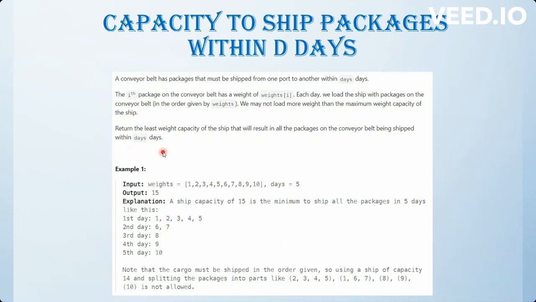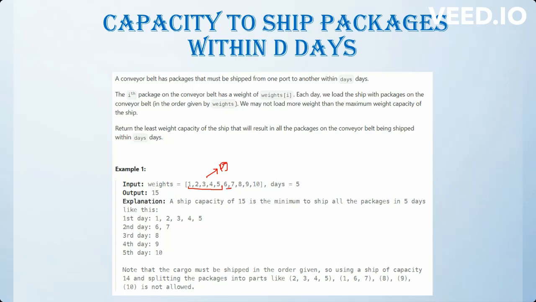Basically, what this question says is we get an array of integers which represents the weights, and we get a number of days. We should find the minimum capacity that we can send in each stage such that within 5 days we can send all the weights. Let's illustrate this. Initially we can send 1 to 5 on the first day. The sum of this will be 6, 10, 15. The sum of this will be 15.